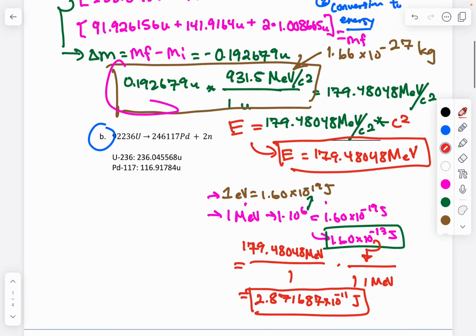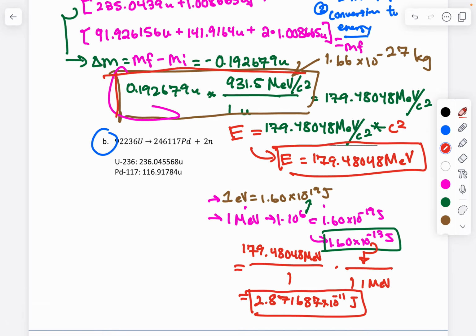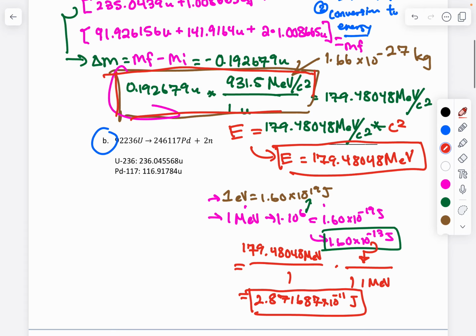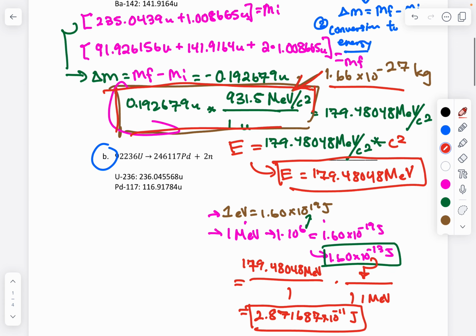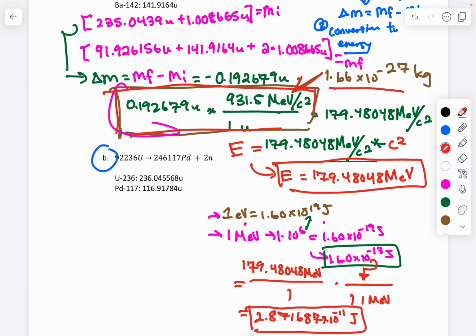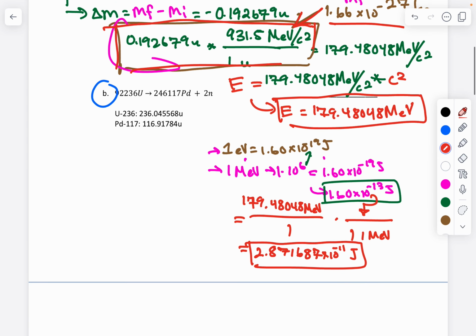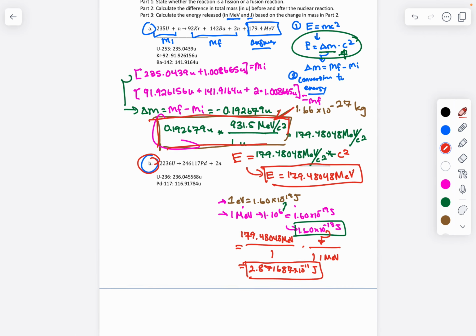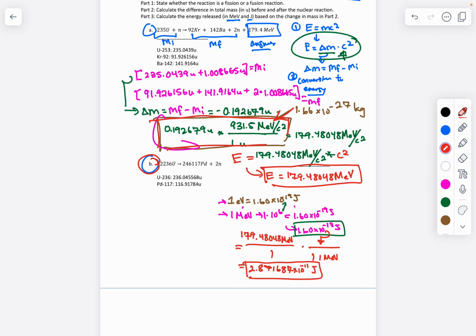If you use this method, but replace it with kilograms instead, it should still give you the same answer. Let me just double check my answer here. Yeah, it should still be correct. Okay, so B, it's the same process. So what I want you to do is repeat the steps.